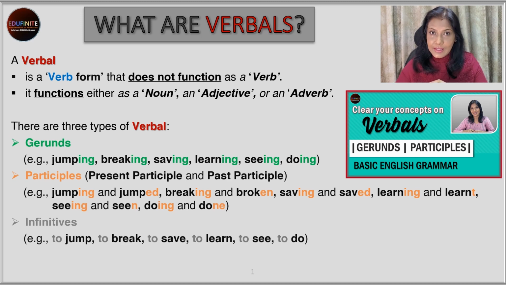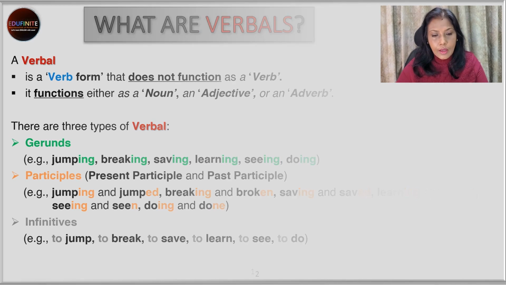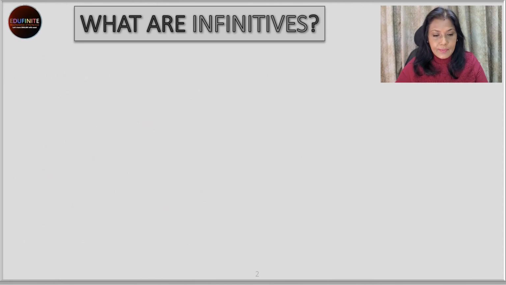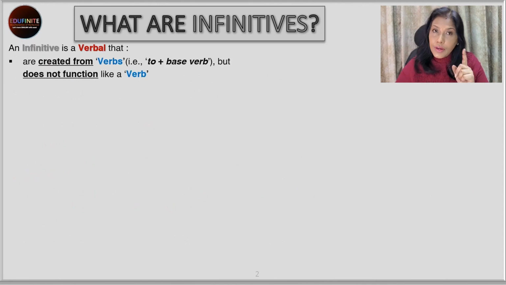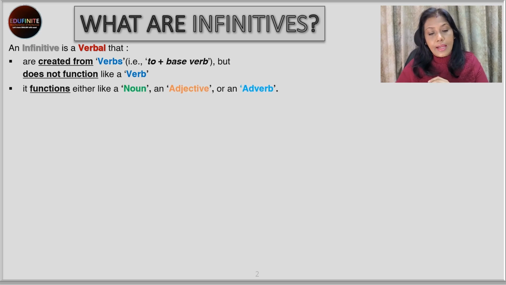Now, let's move on. Now, what are infinitives? An infinitive is a verbal that is created from verbs. What is the form? To plus base verb, but it does not function like a verb. So this is very important. It does not function like a verb. It functions like a noun, an adjective, or an adverb.